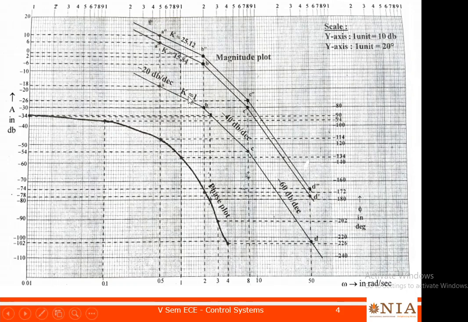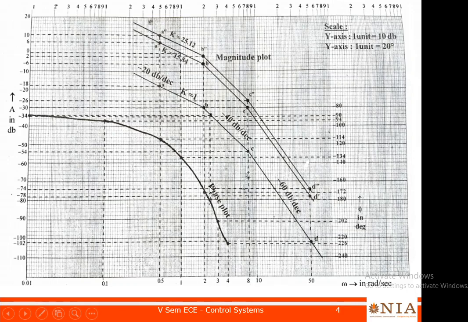So for k is equal to 1, what is the gain margin? You have to compute the gain margin. For gain margin, you should start with the minus 180 degree line. Start from the minus 180 degree line and hit the phase plot. This corresponding frequency is called the phase crossover frequency. I think it will go somewhere here. Gain margin is found at that particular frequency.